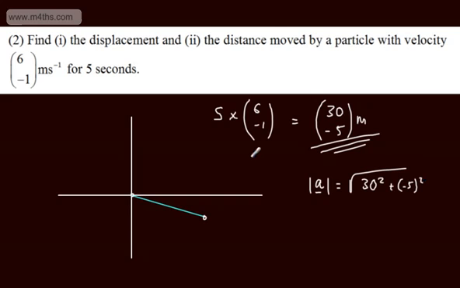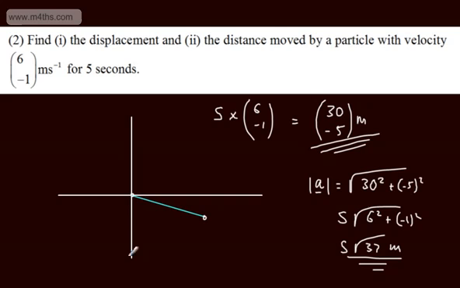Alternatively, what I could simply do now is find the value of this and multiply it up by 5. So I could have 5 lots now of 6 squared plus minus 1 squared. And that's going to give me now 5 root 37 meters. So that now is the distance covered. This is the displacement vector. This now is the distance.